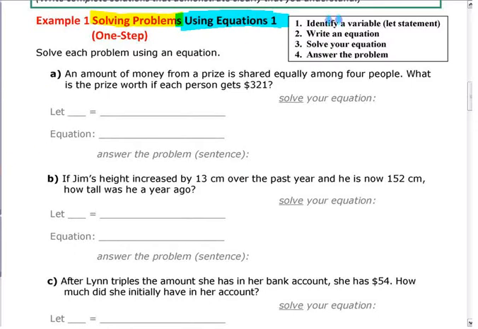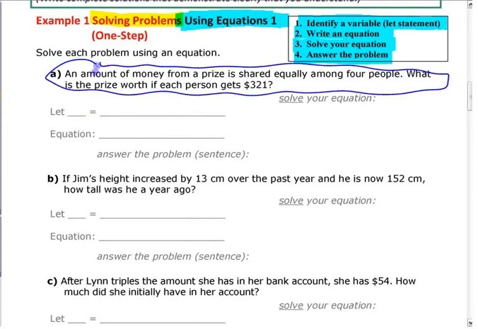Here's the method. You're going to identify whatever's the unknown. You're going to write some kind of equation involving that unknown. You're going to solve your equation, and then you're going to use that to answer the problem. Okay? So identifying a variable in math, what you do is you pick the variable, and you usually write what's called a let statement. So you've got to read through this and figure out what's the unknown here. If you're looking at that, think about what the unknown is.